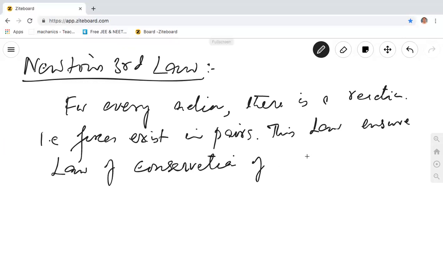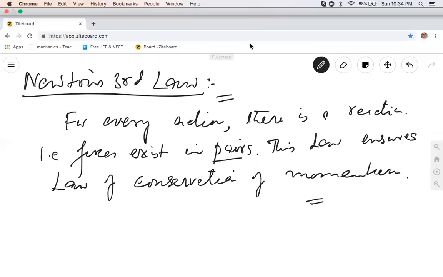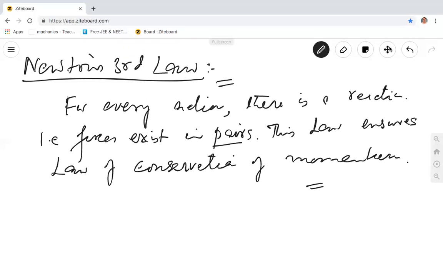Momentum conservation के लिए यही law जो है responsible है. Remember the statement, okay? For every action, there is a reaction. That is, forces exist in pairs. This law ensures the law of conservation of momentum. Have you written this statement? Yes. Okay. Now see what I will do.